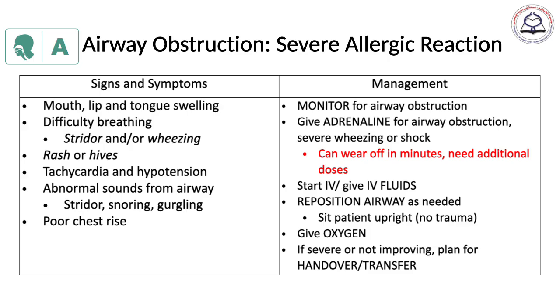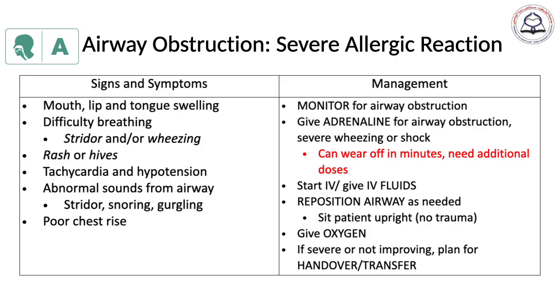Airway obstruction due to allergic reaction, anaphylaxis. This patient can show facial swelling plus mouth, lip and tongue swelling, and difficulty in breathing. They can have stridor and wheezes. You can see rash and hives on their skin. Usually they are tachycardic and hypotensive, and you can hear abnormal sounds from the airway: stridor, snoring, gargling, and there is poor chest rise. These patients should be monitored closely because complete airway obstruction can happen.